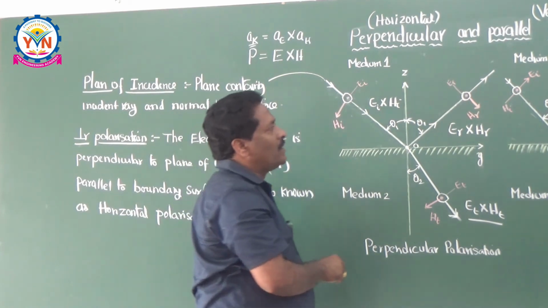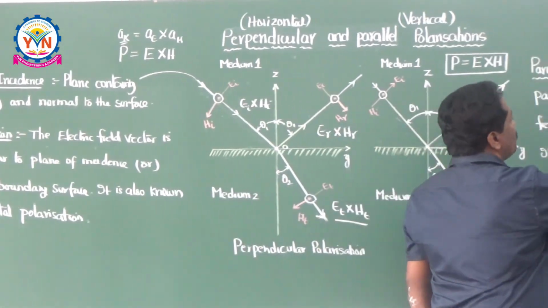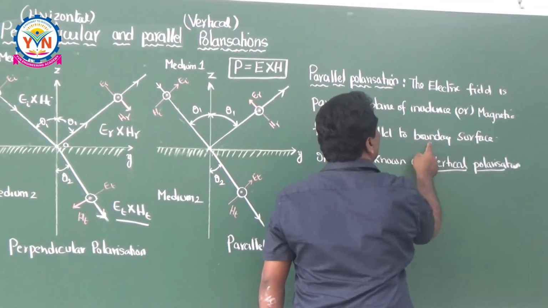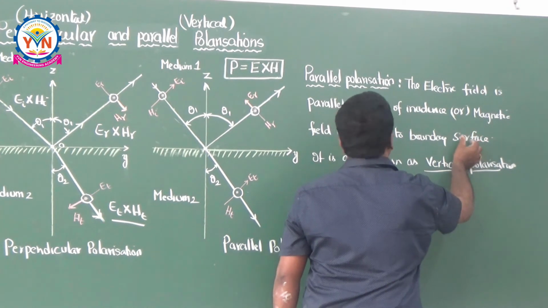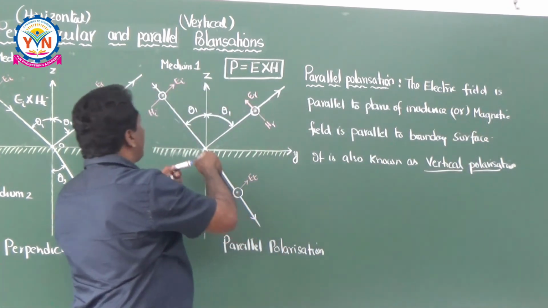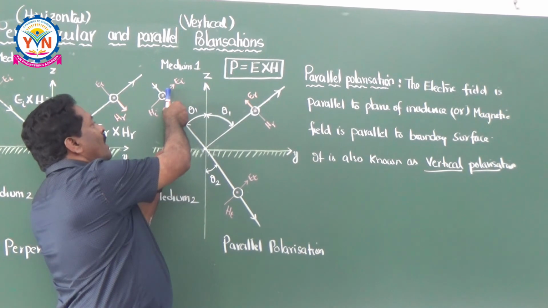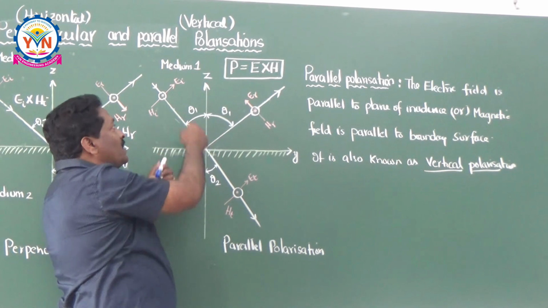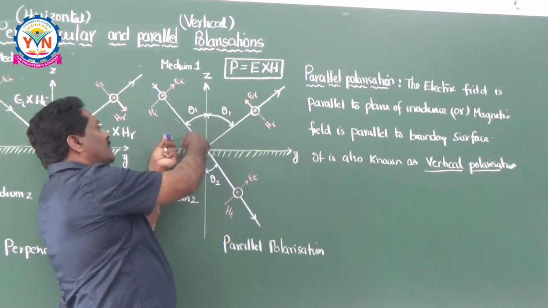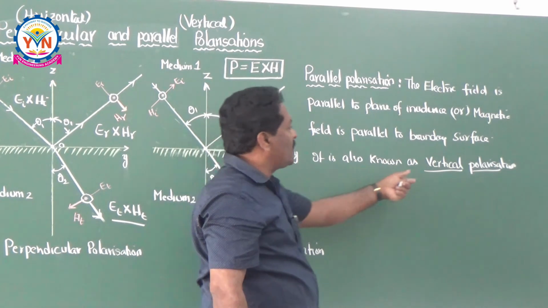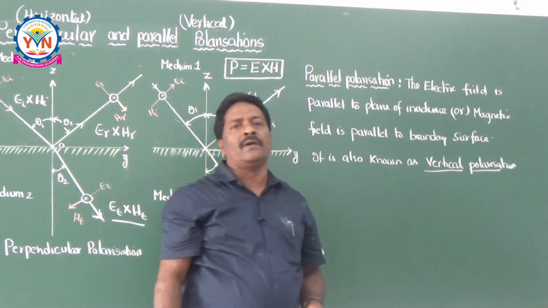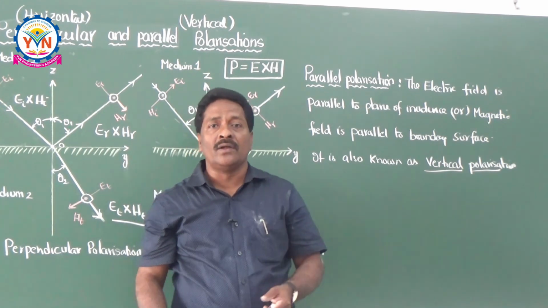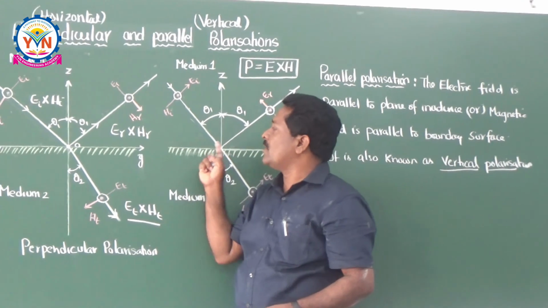Like this, you see parallel polarization here. The electric field is parallel to the plane of incidence, or the magnetic field is parallel to the boundary surface. You can also state it with the magnetic field, very simple. When the electric field is parallel to the plane of incidence, at that time the magnetic field is parallel to the boundary surface, the opposite. Otherwise, if the electric field is vertical to the boundary surface, it is called vertical polarization. Whatever it may be, always try to speak the definitions with respect to the direction of the electric field vector with the plane of incidence or boundary surface.